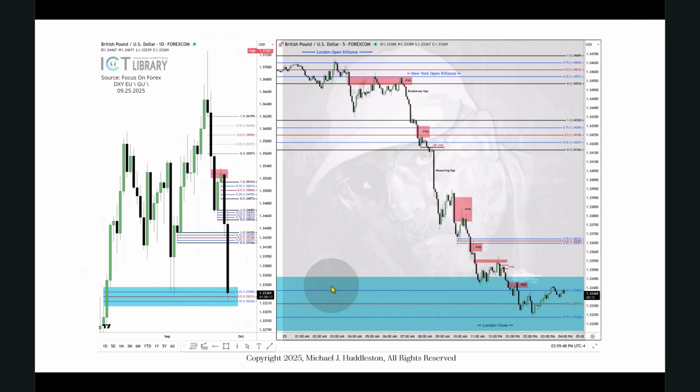All right, pound dollar or cable, same thing here. We had a bearish fair value gap delivered from yesterday, and then the discount wick here, and then we have a discount wick there, and then we have a bullish fair value gap it traded down to, and I put the gradient levels on the bullish fair value gap. So just to pay attention to what we're looking at over here.